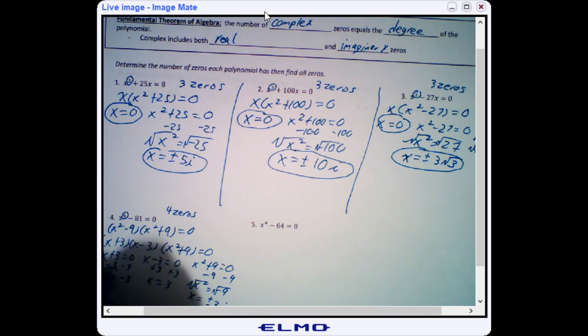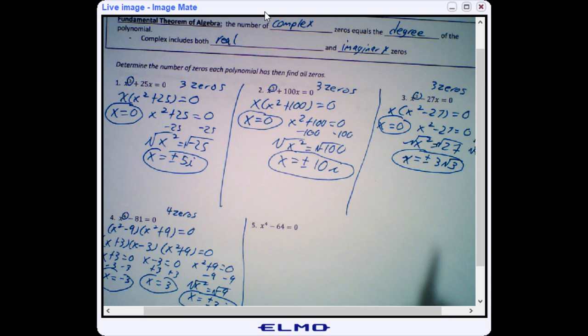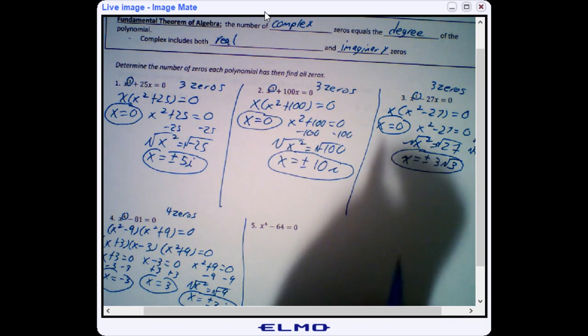So I have negative 3, I have positive 3, and I have plus or minus 3i. So I have 1, 2, 3, 4. Got them all. Check. For 5, and now I'm going to have 4 zeros again.